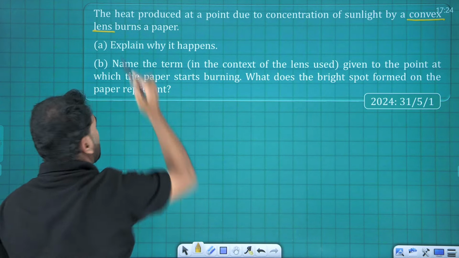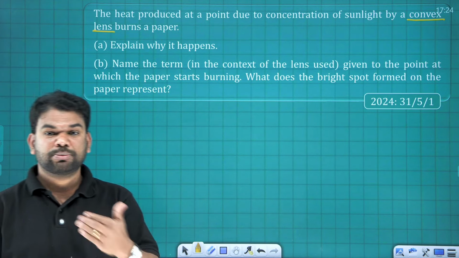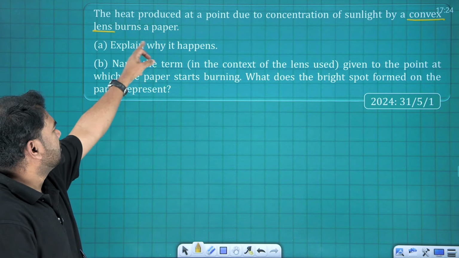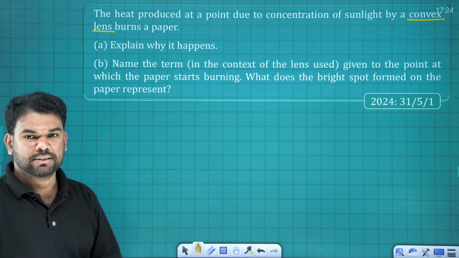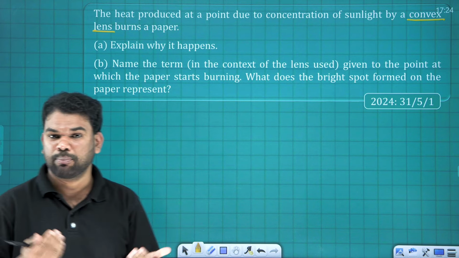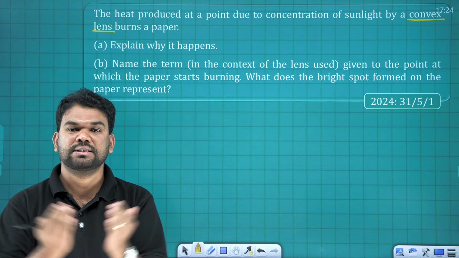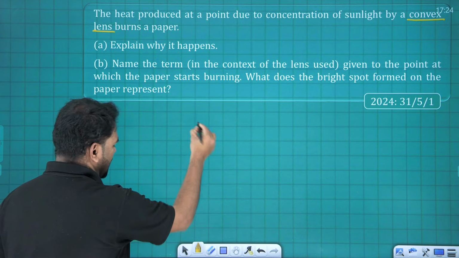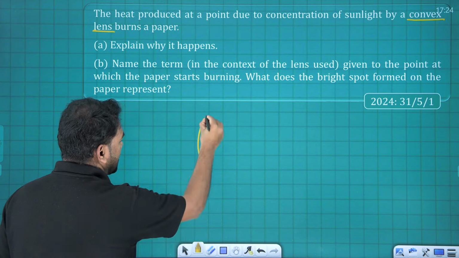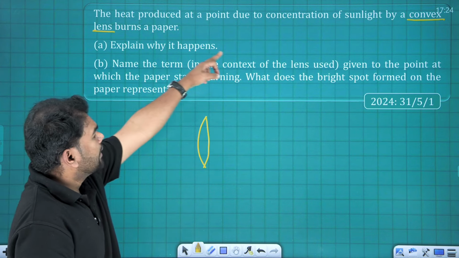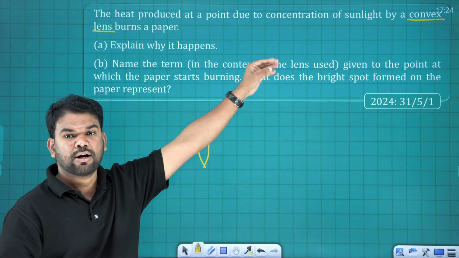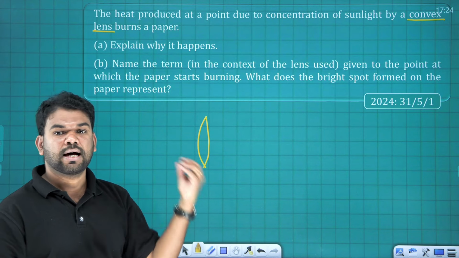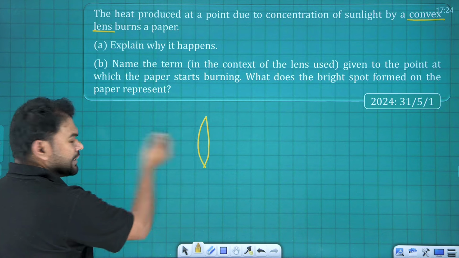So here the given optical device is a lens, and that convex lens burns a paper. Explain why it happens. You know that a convex lens is what type of lens? Convex lens is a converging lens. So you know the first case of a convex lens: if the object is at infinity, here the object is the sun, so the convex lens is focusing sunlight, the light from the sun. So the object is at infinity.